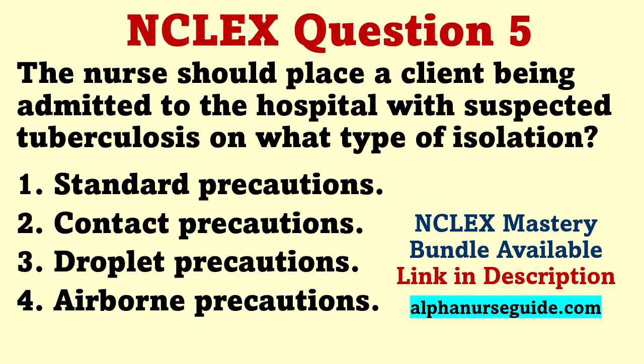The nurse should place a client being admitted to the hospital with suspected tuberculosis on what type of isolation? 1. Standard precautions. 2. Contact precautions. 3. Droplet precautions. 4. Airborne precautions. The correct answer is 4. Airborne precautions prevent transmission of infectious agents that remain infectious over long distances when suspended in the air.